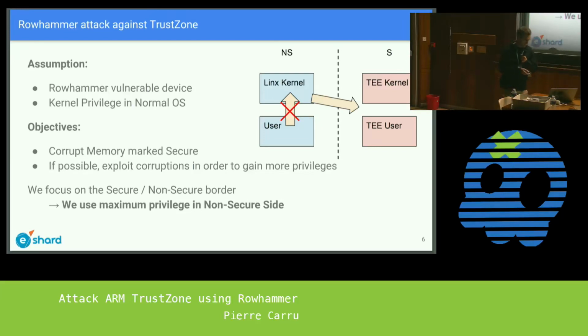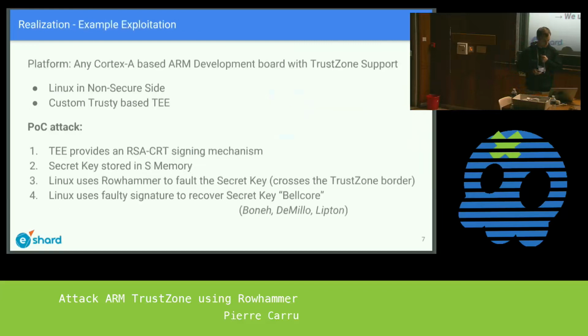We don't care about rooting the system, so the aim of the attack is to attack the secure side from the non-secure side, so we take directly full privileges in the non-secure side. So we are a kernel module if we want. So this is the POC that we made. We have, as I said, a Linux system, and we have a TEE, trusted environment, that provides a signature mechanism to the Linux side, which is quite common in smartphones. You have the keymaster thing, which you can use from Android.